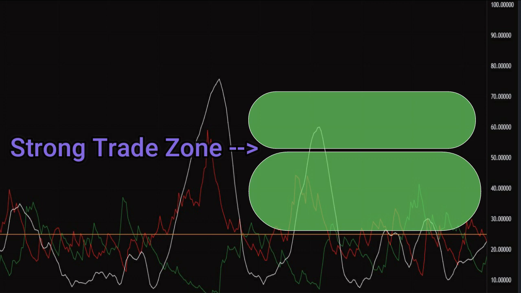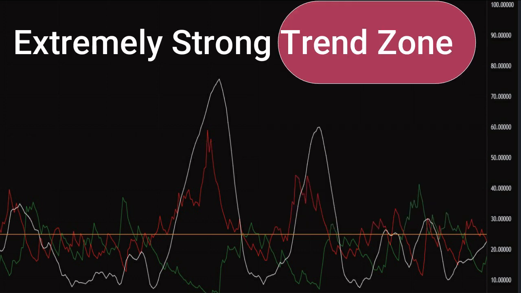And when the ADX line is between 75 and 100, it shows an extremely strong trend zone. You should be with that trend only. It is not advisable to take the opposite trade then, or else you can book a loss.